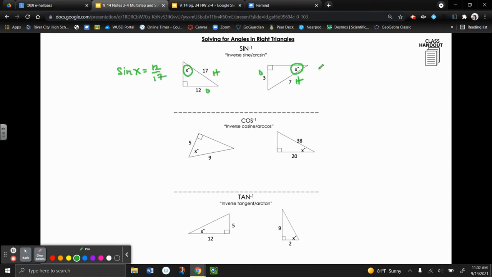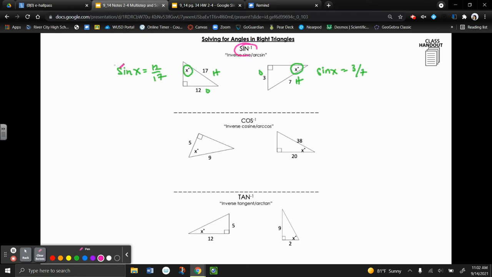And same thing here, sine x equals opposite over hypotenuse. However, what we're not going to do is cross multiply, because cross multiplying isn't going to get x by itself. In order to get x by itself, we have to get rid of the sine. Just like any function has an inverse or an opposite, like adding and subtracting are opposite, multiplying and dividing are opposite, square rooting and squaring are opposite, the opposite of sine is inverse sine.